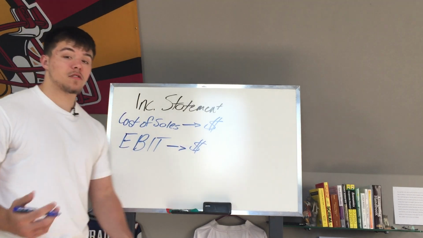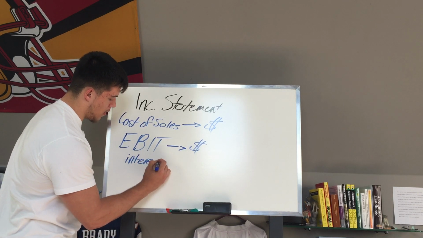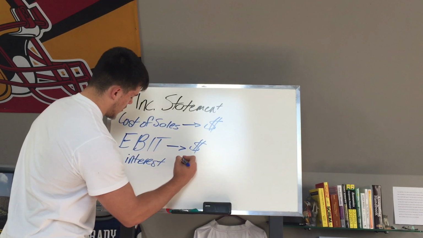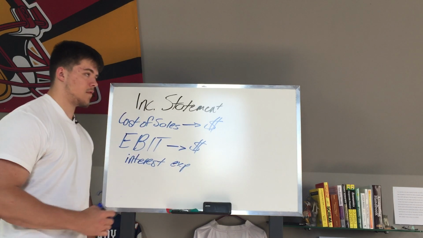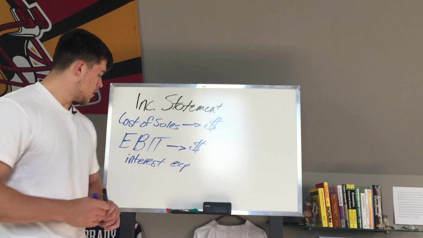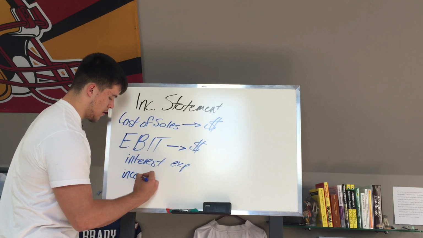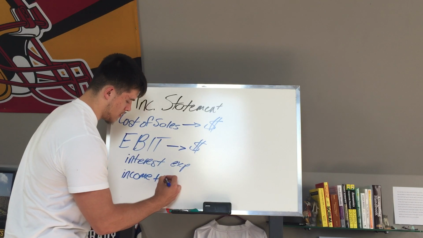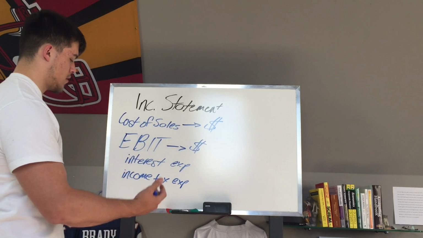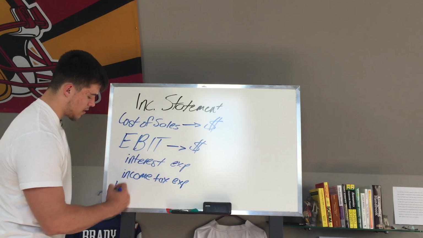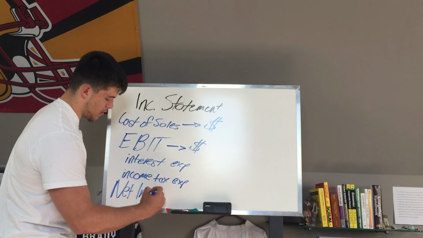After this, you're going to have interest expense. So you have your interest expense, on any bonds issued or loans, right? So you're going to have interest expense, sorry, then you're going to have income tax expense. So income tax expense. And then once you get through these two things, the last one that's pretty much important is net income. That's the final number.